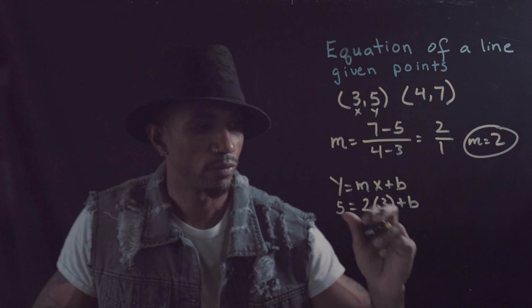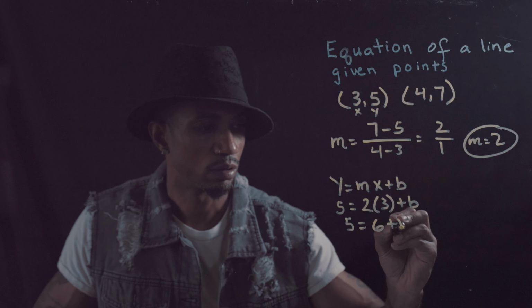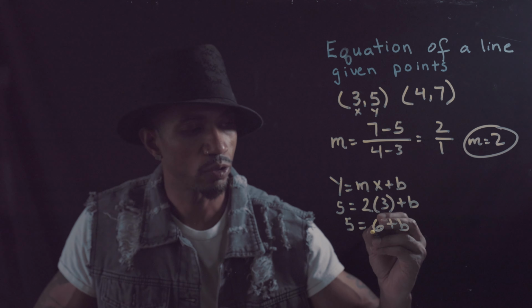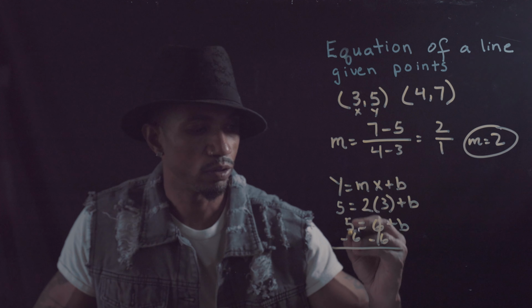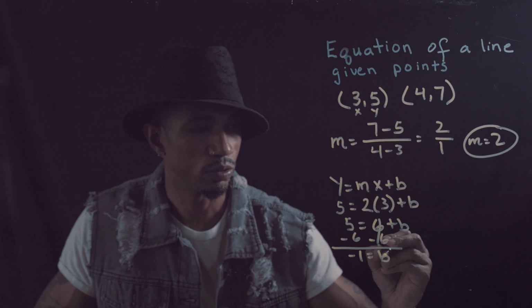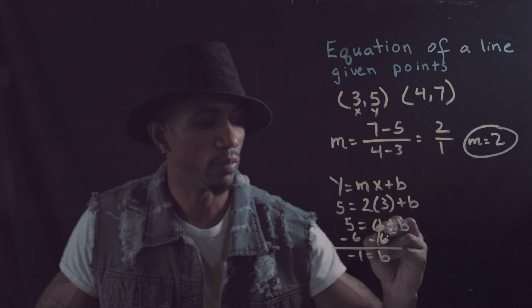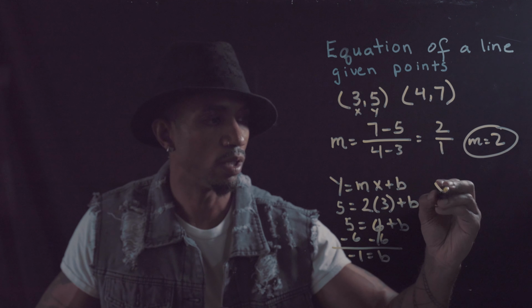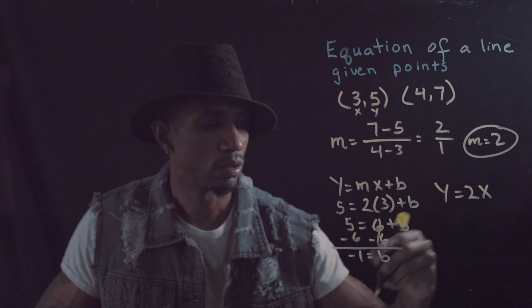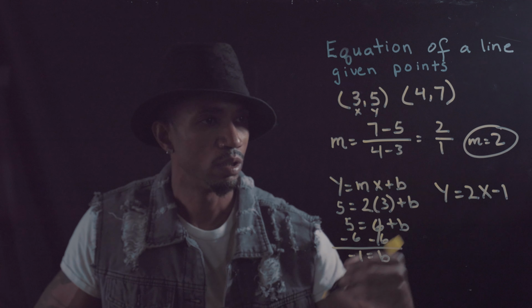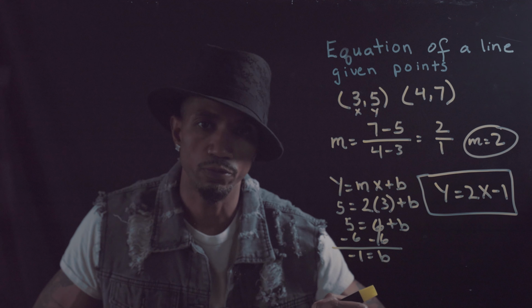Now we're going to solve for b. 2 times 3 is 6. The final step to solve for b is to subtract 6 from both sides. And now we have -1 equals b. Now I can write my equation in slope-intercept form. I found my y-intercept and I found my slope. So y equals the slope, which is m, x plus b, which is -1. This is my final equation in slope-intercept form.